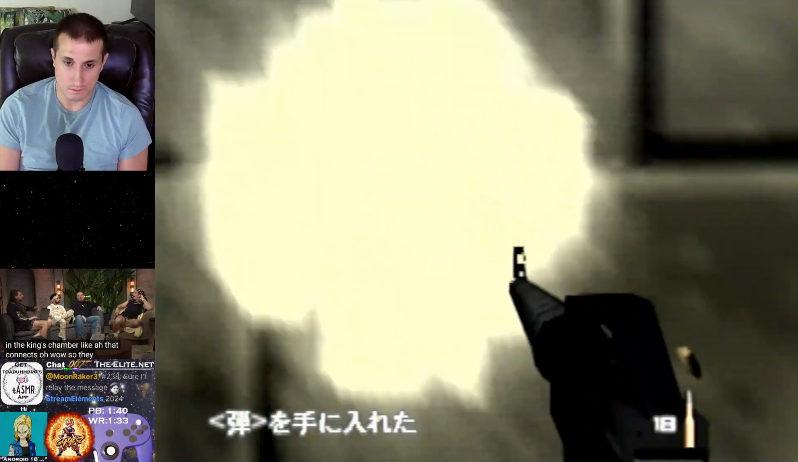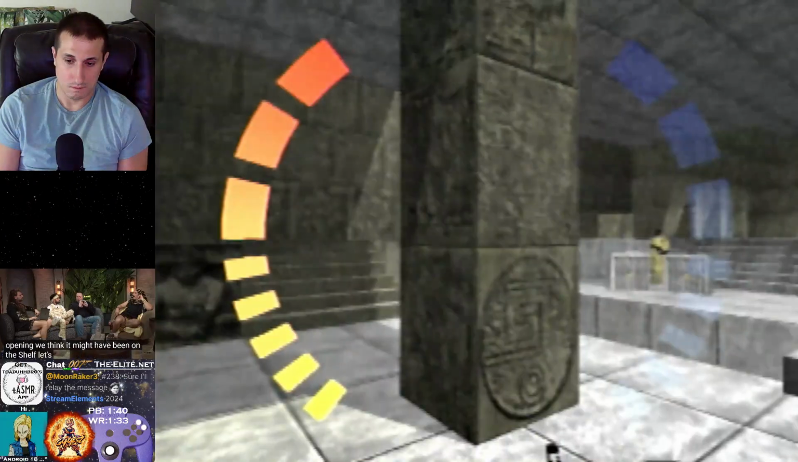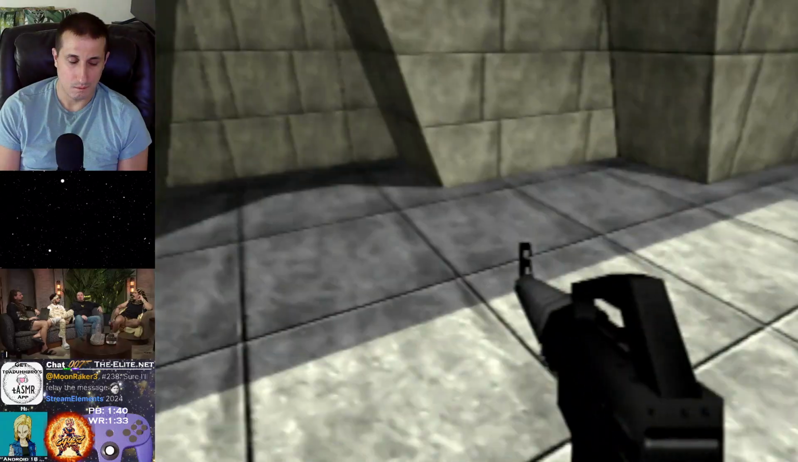So they just found cannonballs in the tomb, and they were like, there's an opening. We think it might be from the shaft. Let's find out. They're probably damaged. I mean, there have been explorations of these shafts. There are big, long steel rods that they've tried to probe them with.